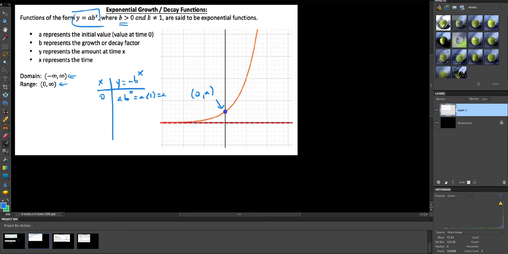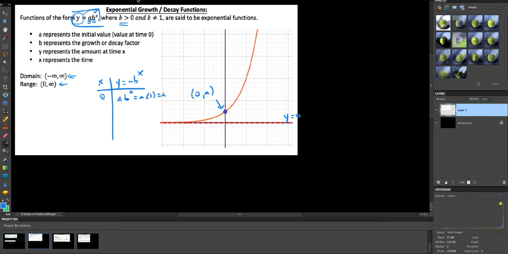Another fact is that it never quite reaches an amount of 0, okay? So it always approaches the x-axis and has an asymptote of y equals 0 here. So a represents our initial amount for our model. b then is our growth or decay factor, where y represents the amount of our initial amount that's left over at a given time x. And this is how we generally speak about exponential functions.